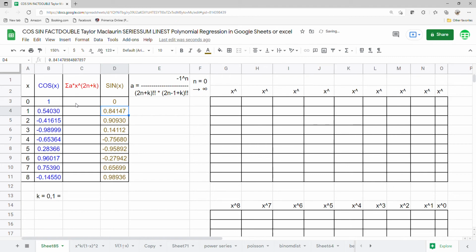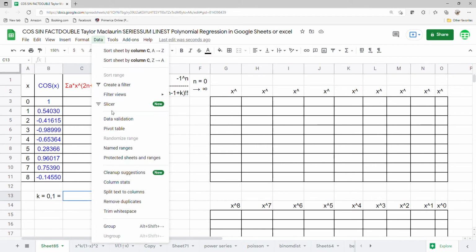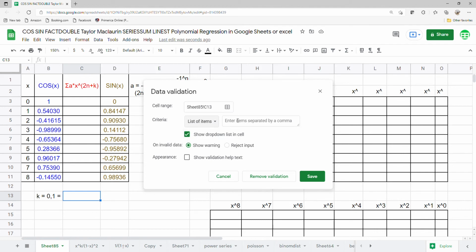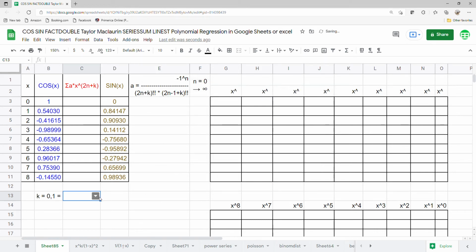And the Taylor-Maclaurin series sum, which is the summation of a times x to the power 2n plus k, where k is 0, 1. So data validation, list of items, 0 or 1. You can start with 0 if it is cosine, 1 if it is sine. And the value of n is 0 to infinity. 14 is good enough.